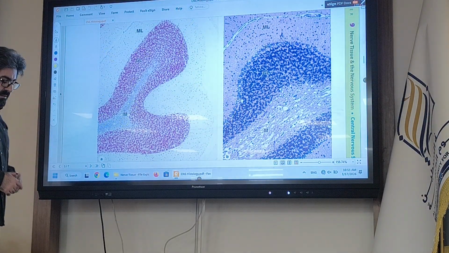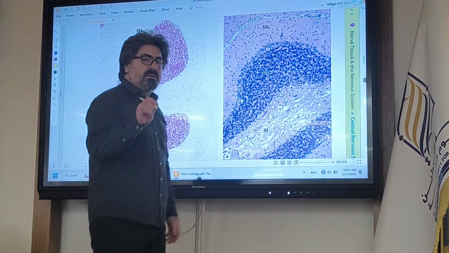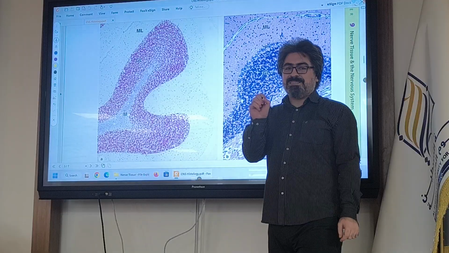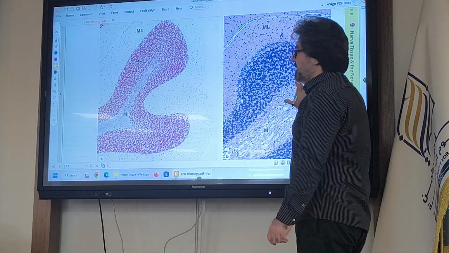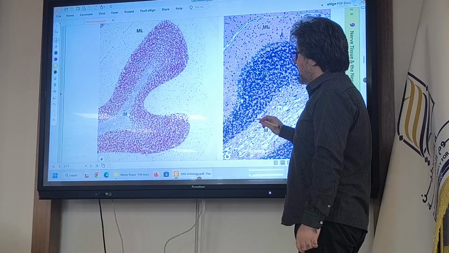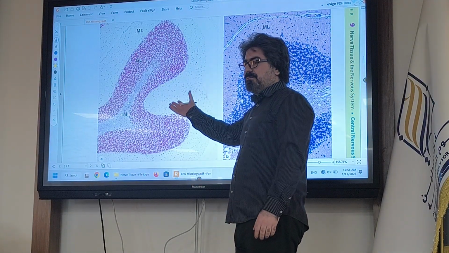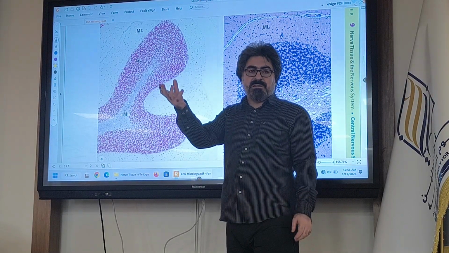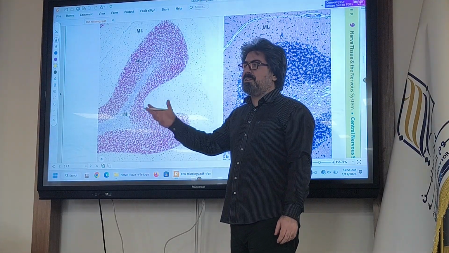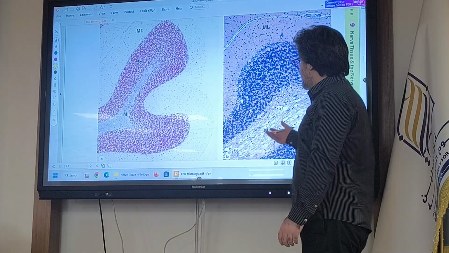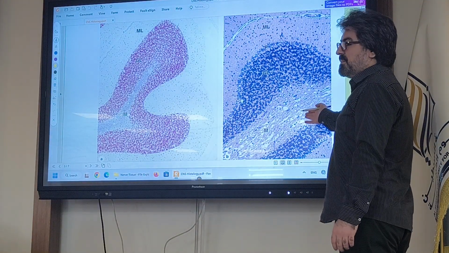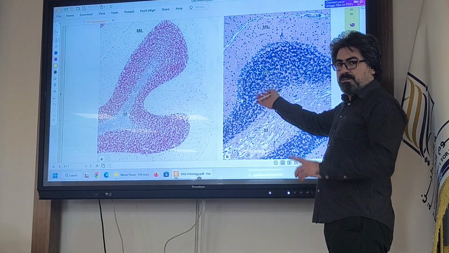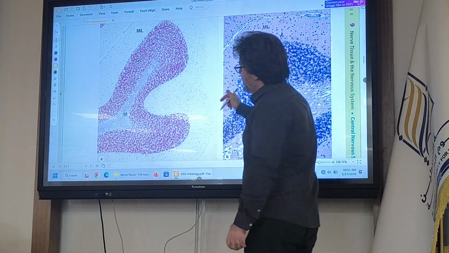Now let's have a look at the histology of the cerebellum, not the cerebrum. Here you can see a section of cerebellum. As you can see, it is not gray or white because it is stained by H and E, hematoxylin and eosin staining. Over here is another staining, in which nerve cells are blue. This is because of different staining.